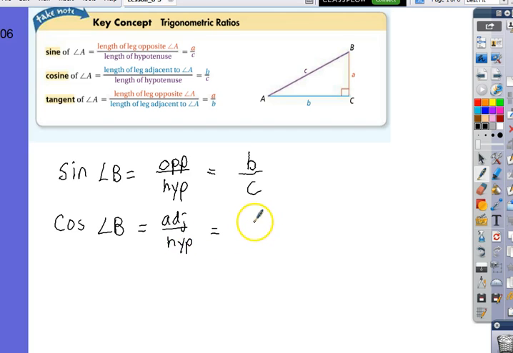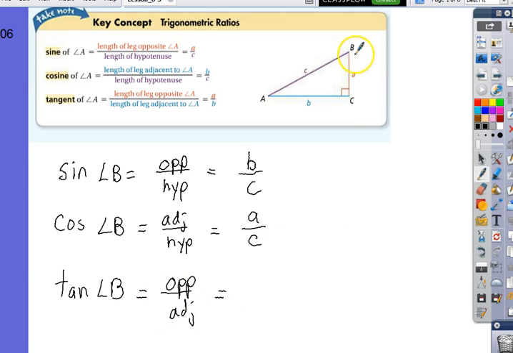So that would just be A over C, because side A is adjacent to angle B. And if I wanted to do the tangent of angle B, the tangent is the opposite over the adjacent. So in this case, the opposite of angle B would be side B, and the adjacent to angle B would be side A. So here are the trigonometric ratios when I'm looking at angle B.